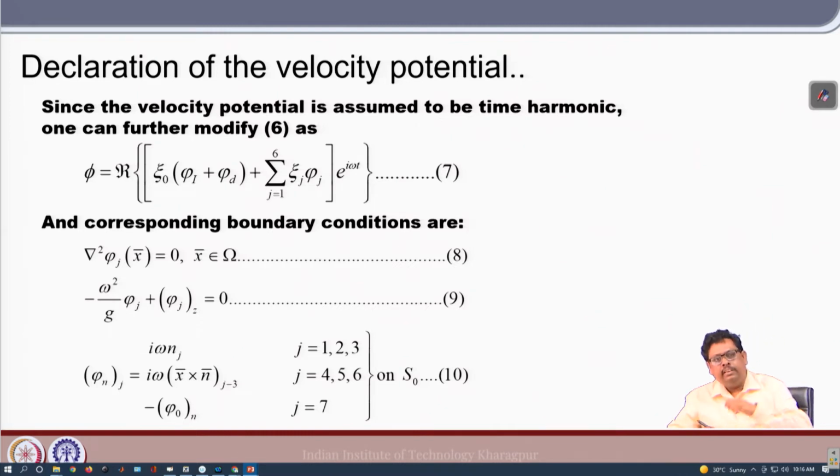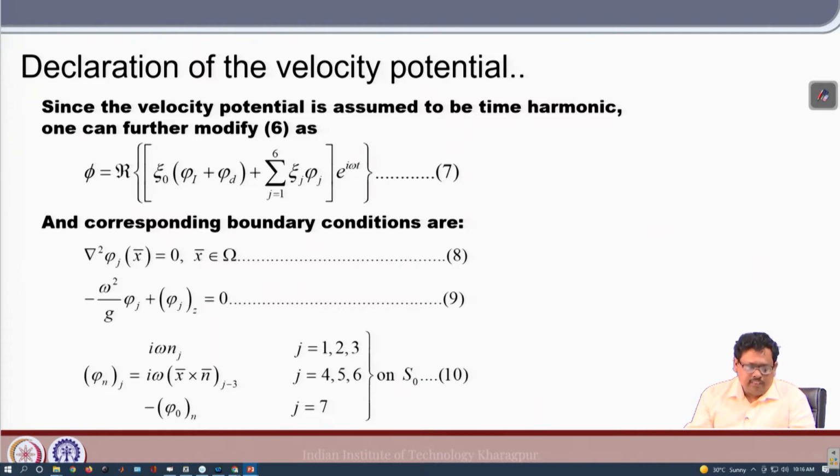Now, here you can see phi, the summation of phi I plus phi d and then j equal to 1 to 6 of phi j. Now, the interesting part is I am going to do this in the complex domain. So, of course, e to the power i omega t is there. There is nothing new on this, but here you can see that I multiply xi 0 in front of phi I plus phi d and I multiply xi j in front of phi j.